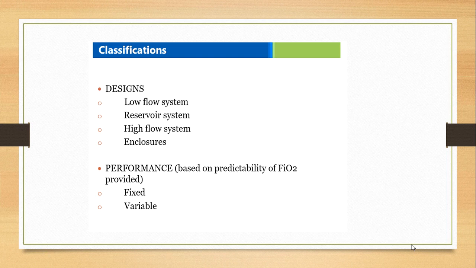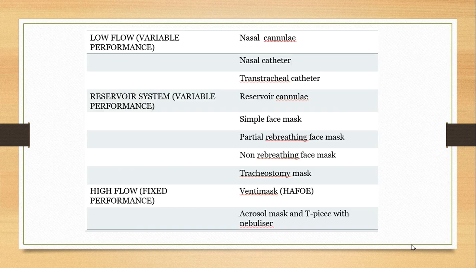Now there are various classifications for the devices for oxygen therapy. They can be based on design or on performance. On the basis of design, they are low, medium and high flow systems and enclosures, commonly used in pediatric patients. Or they can be performance based, which are usually either fixed performance devices or variable performance devices.